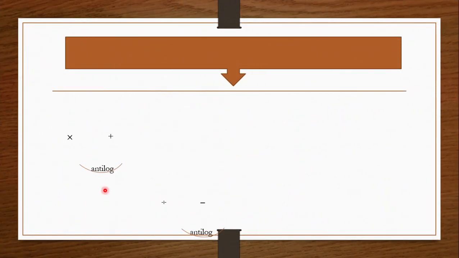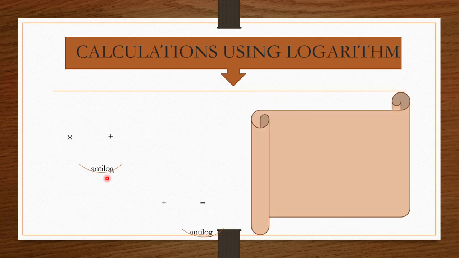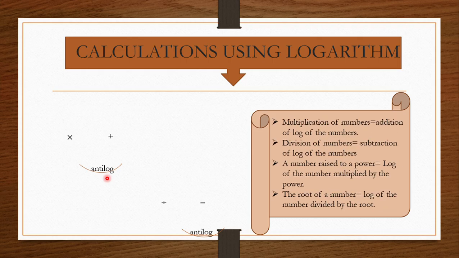Okay, so this is calculations using logarithm. Here we'll use log and antilog to calculate questions. Note that when you are multiplying numbers using logarithm, you have to add the logs of those numbers. If you are dividing, you have to subtract the logs. When you have a number raised to a power, you multiply the log of that number by the power. If you have the root of a number, you divide the log of that number by the root.